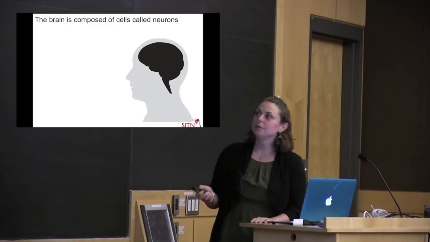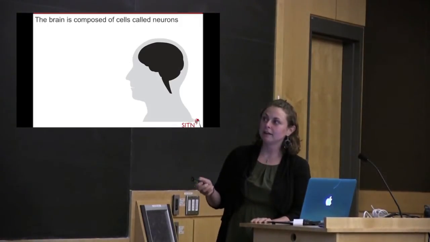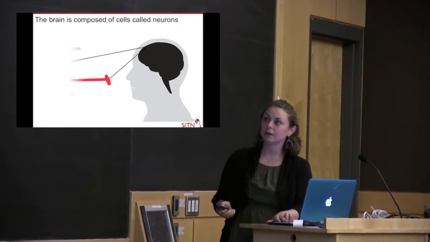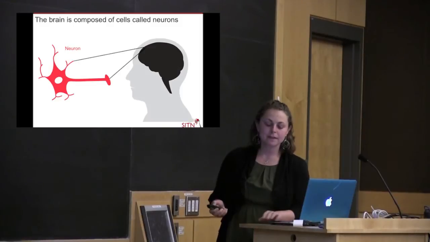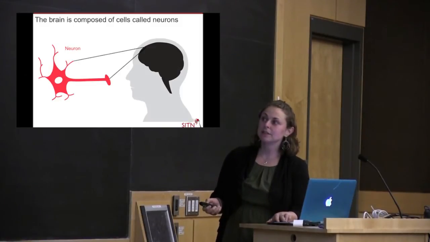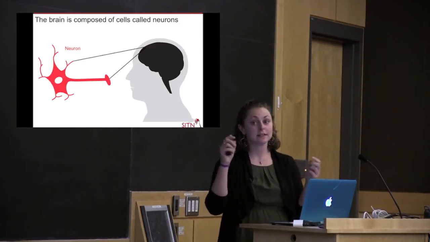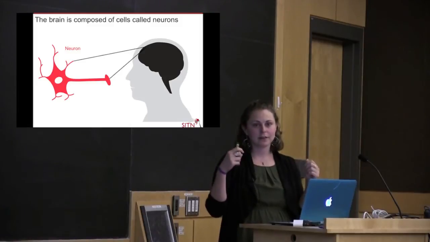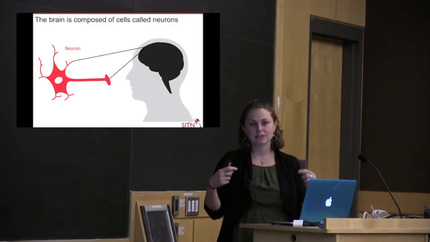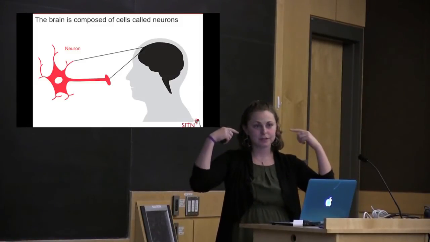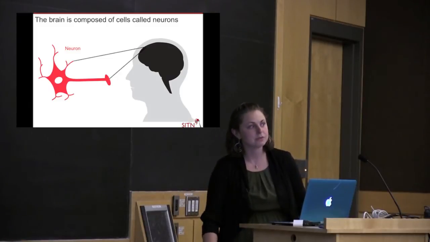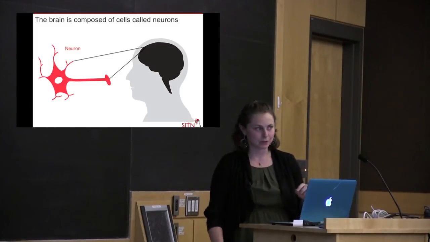So the human brain, shown here in black, is composed of cells called neurons, shown here in red. Each neuron contains this long process called an axon, which it uses to communicate with other neurons. The neurons in your brain can send their axons from one end of the brain to the other. The neurons in your periphery can actually send their axons from high up in your spinal cord all the way down to your toes, which is how you have feeling in your toes.